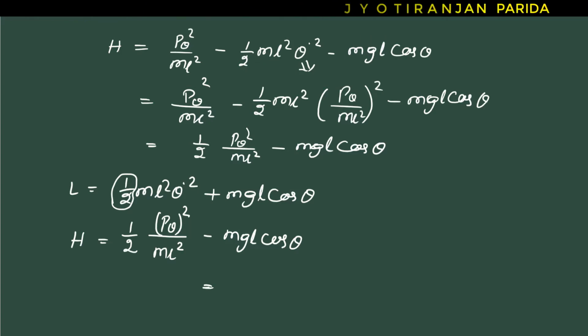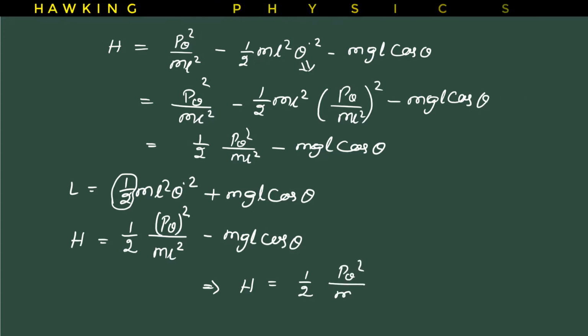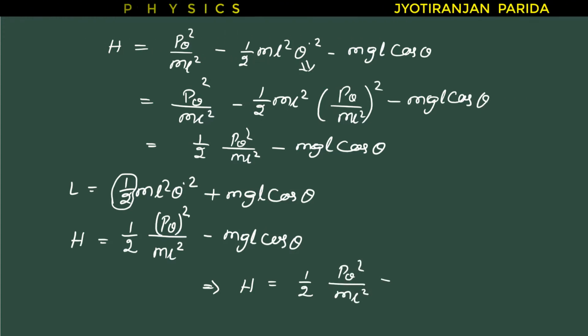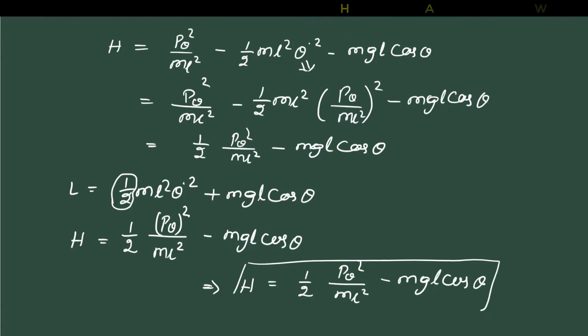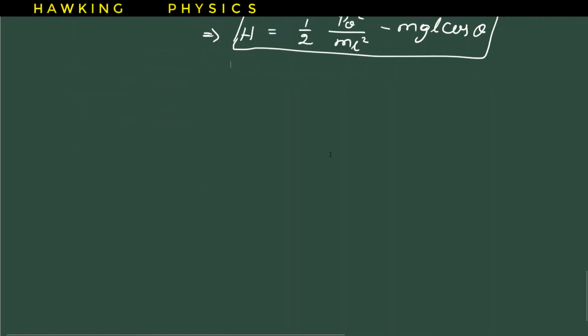Then what did you get here? H is equal to half p theta square by m l square minus mgl cos theta. Yes or no? Let's see how easy this is. Yes or no? I think you have to take only 3 to 4 seconds, not more than that. Yes or no? Then let us take the second example. Just apply the shortcut method.